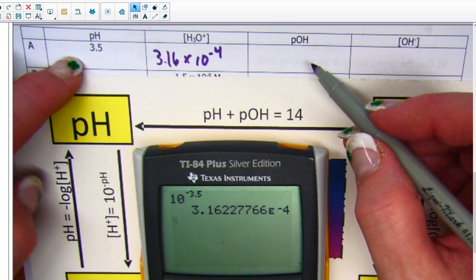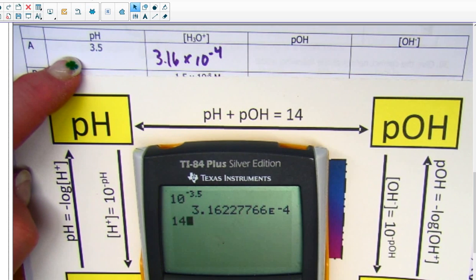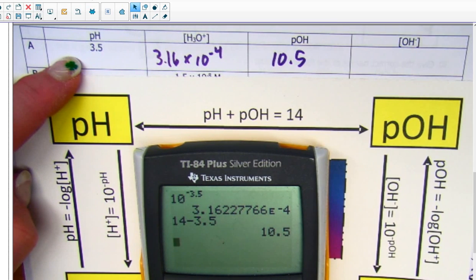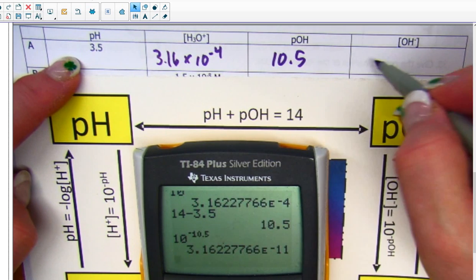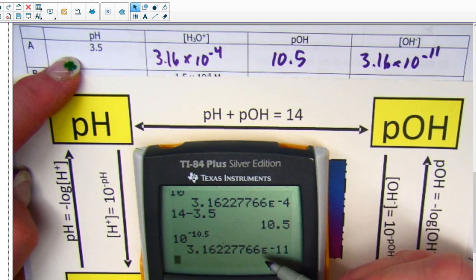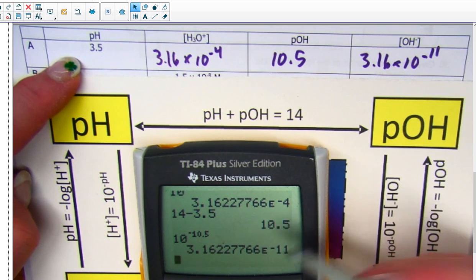Now it's easier to go across here by taking 14 minus 3.5, 10.5, and then going down, 10 to the negative 10.5, and we get 3.16 times 10 to the negative 11. Make sure that you put times 10 to the negative 11, not e.